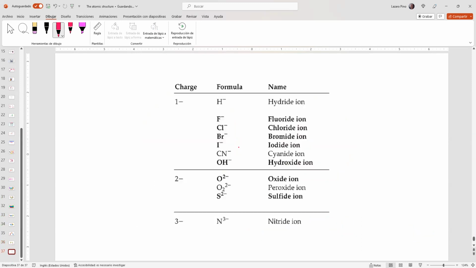But the anions change the ending to "ide." For example, fluorine, fluoride, chlorine, chloride, bromine, bromide, and so on. Here we have oxide, peroxide, sulfide, nitride. Well, that's all that I wanted you to know until this moment.